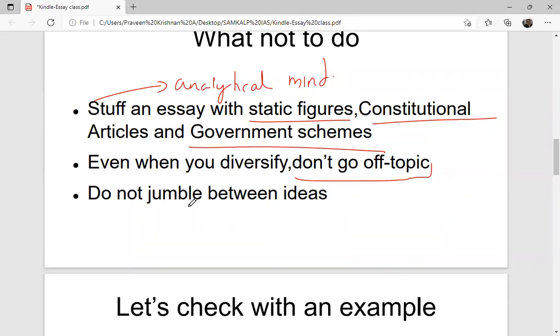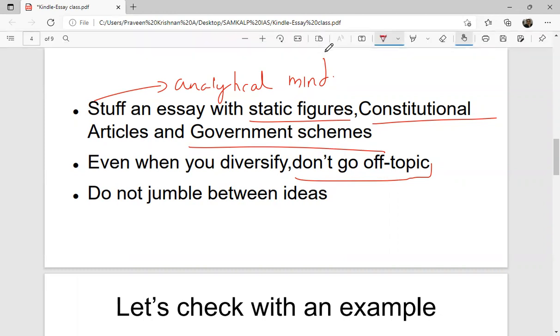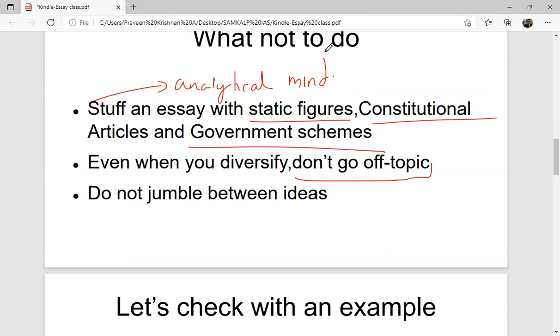And as I said, do not jumble between ideas. When the examiner is reading an essay, he should not feel like he is traveling through a bumpy road. He should feel that this is like a smooth flow of a river or something like that. So generally, this much is what I need to talk to you about the essay as such.